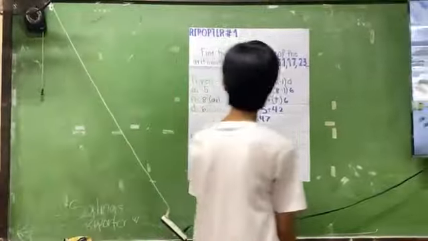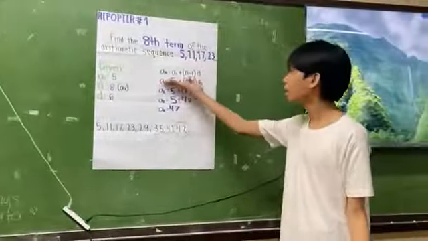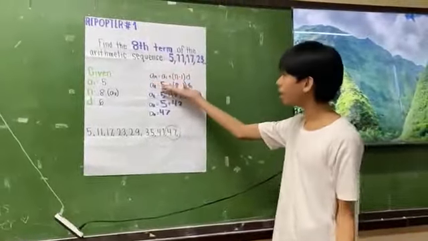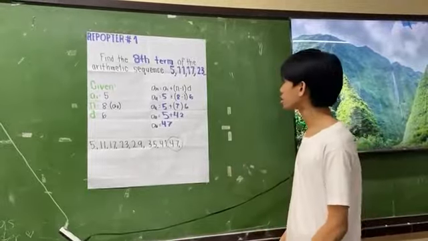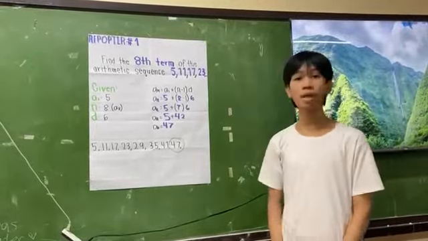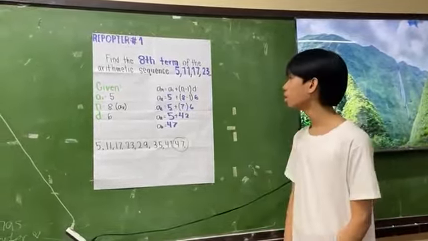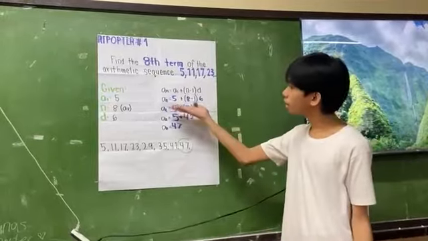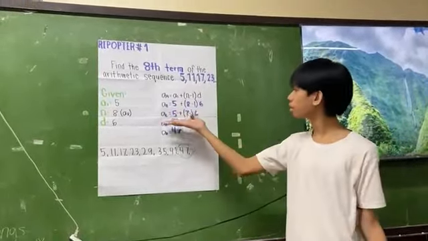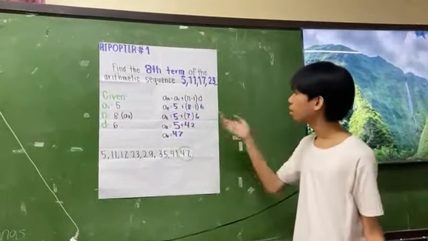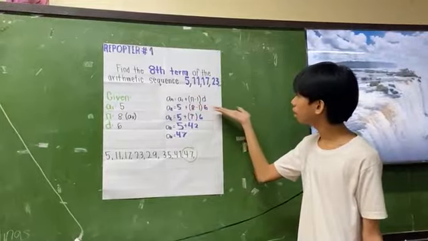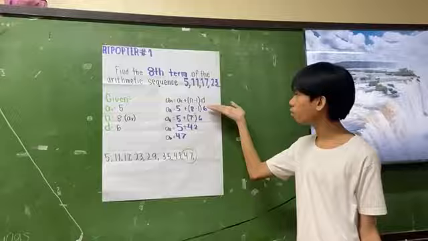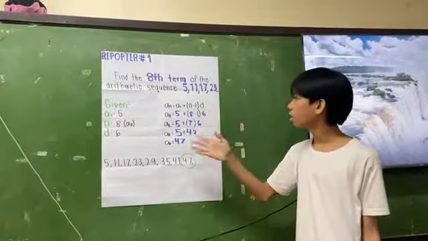The formula we are going to use is a sub n equals a sub 1 plus n minus 1 multiplied by the common difference. And our a sub n is a sub 8, our a sub 1 is 5, our n is 8, and our common difference is 6.